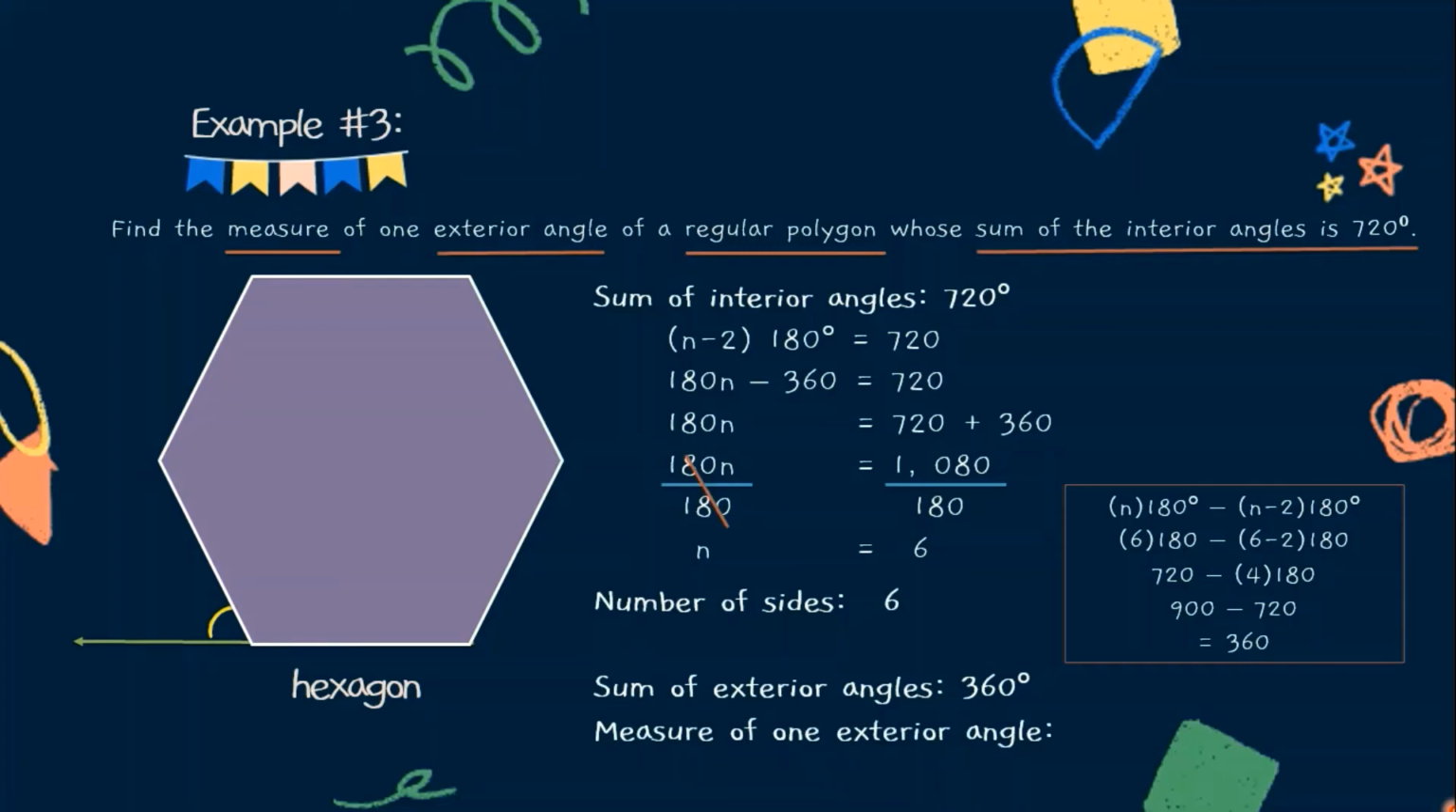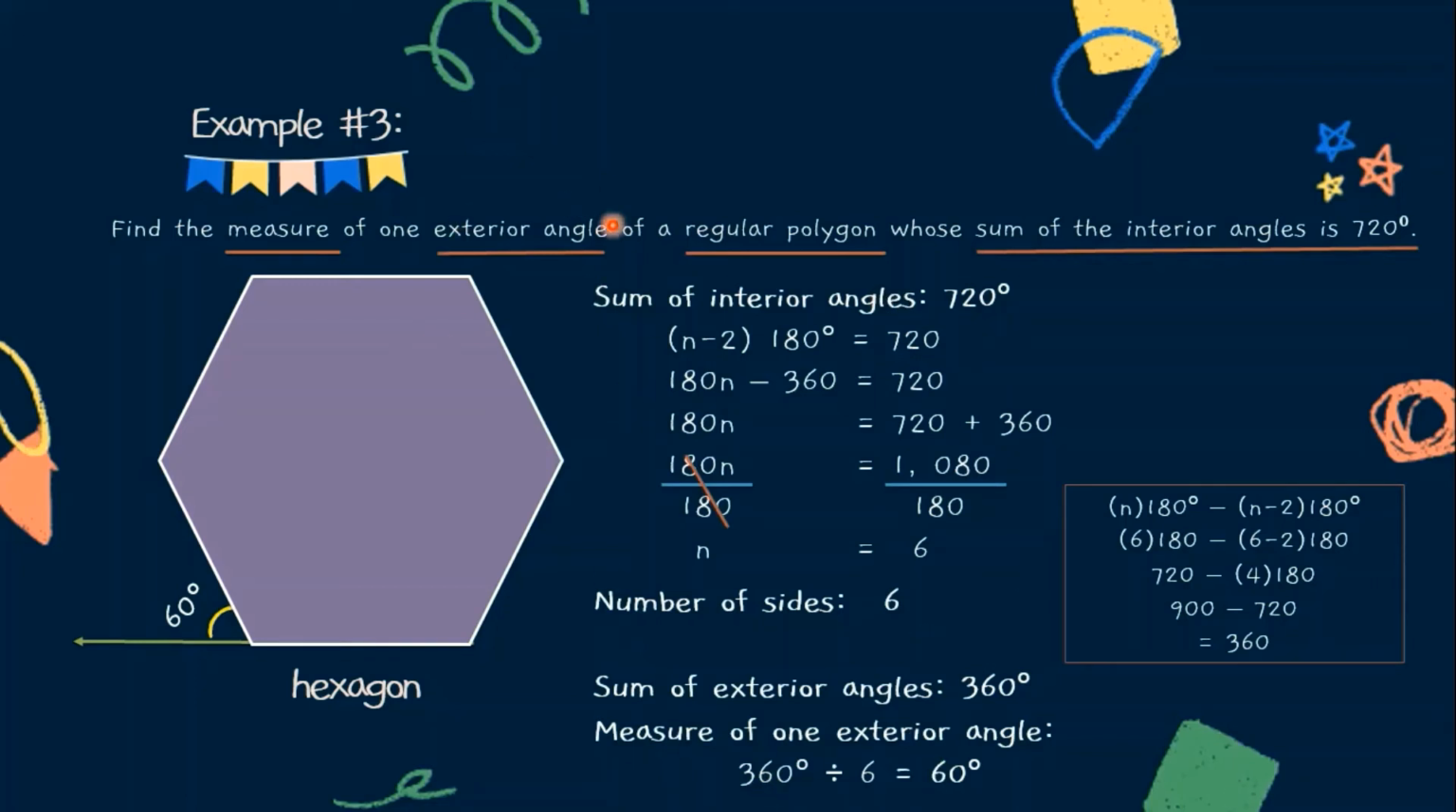For us to find the measure of one exterior angle, we have to divide 360 degrees by the number of its angles, which is 6. 360 divided by 6 is equal to 60 degrees. Therefore, one of its exterior angles for this regular hexagon is 60 degrees. Mga bata, this is our most straightforward way on how we can solve this word problem.